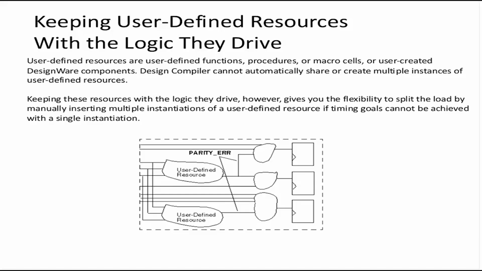So what we should do is keep these resources together with the logic they drive. Let's say you have one user defined resource here and it drives a net called parity error that has a large fan out, let's say a fan out of 10. If we keep this in the same hierarchy and we later realize that this complex resource is not able to drive such a load, we could create multiple instances easily and split the load.